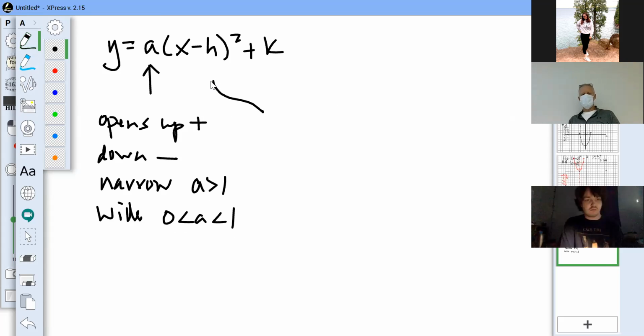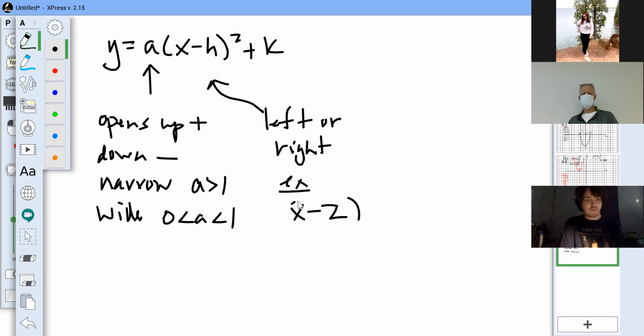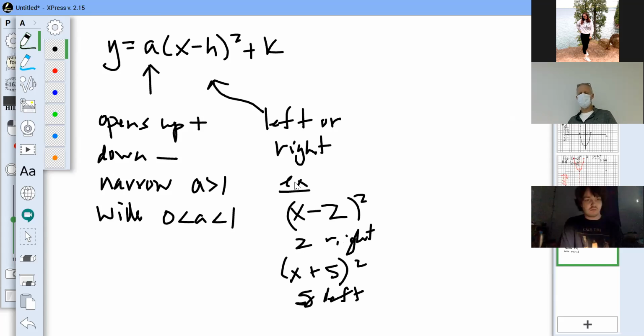Okay, our h value moves it left or right. When you see a minus, it's going right. When you see a plus, it's going left. So if I, just as an example, x minus 2 squared is 2 to the right. x plus 5 squared is 5 to the left. It defies what you think because it's a subtraction pattern. This is up or down.